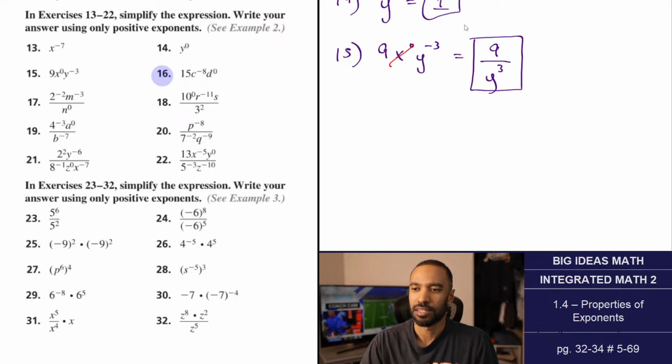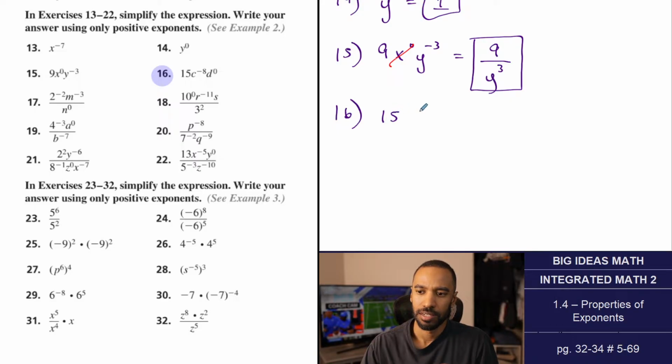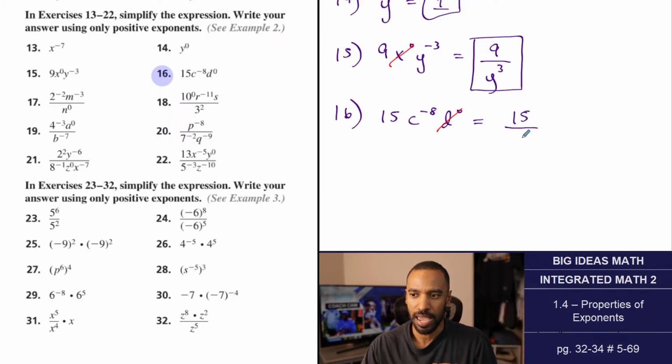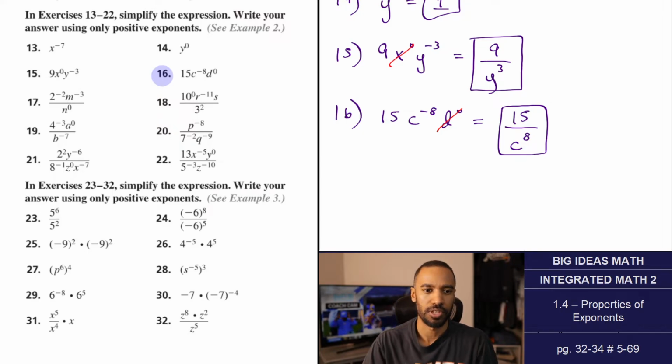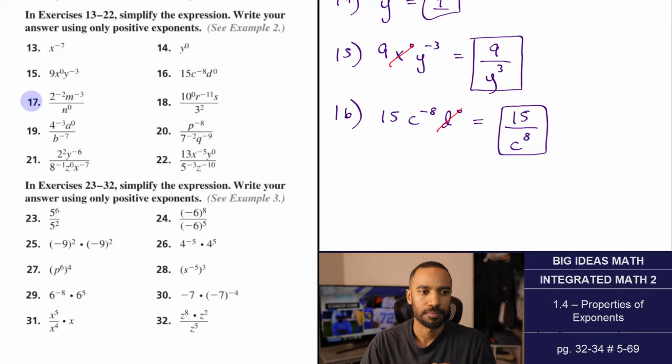Number 16, we have 15 c to the negative 8th times d to the 0 power. As you know, d to the 0 is 1. And once again, the 15 will not go down with the c as we turn the negative 8 to a positive 8. This will become 15 over c to the 8th.